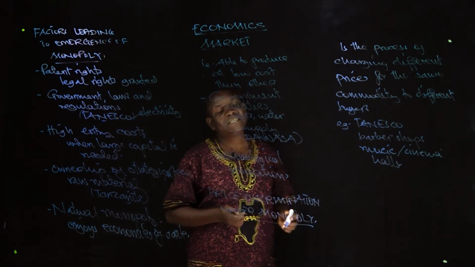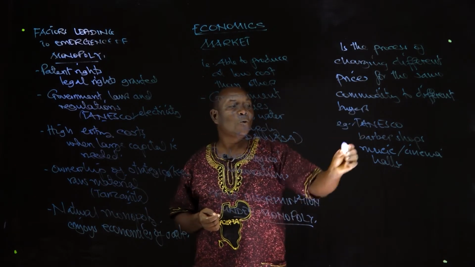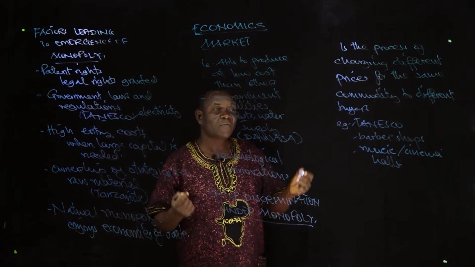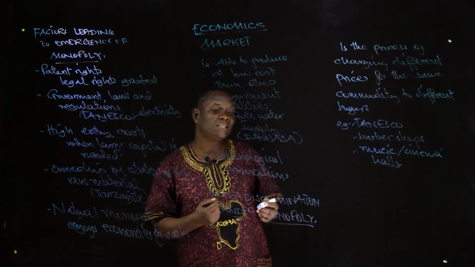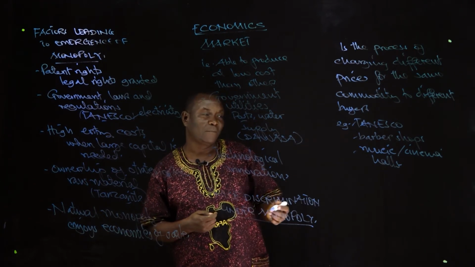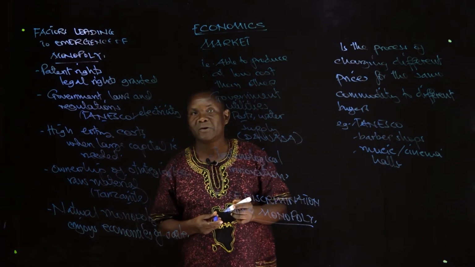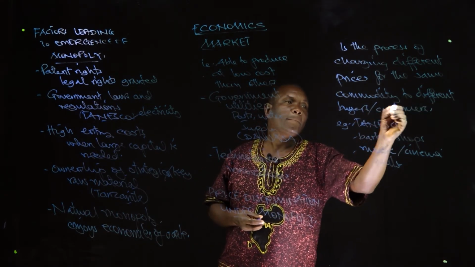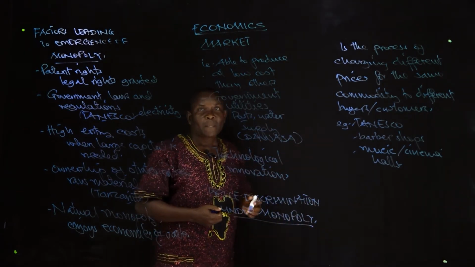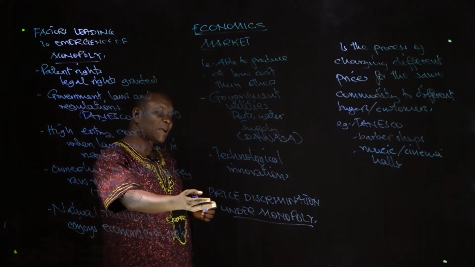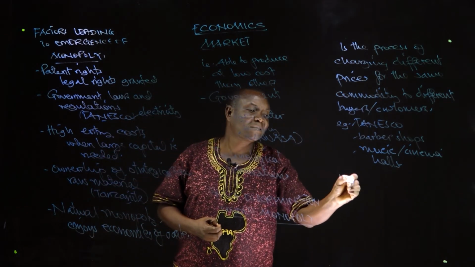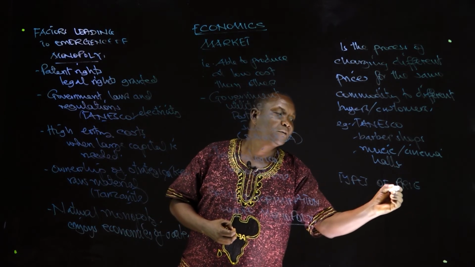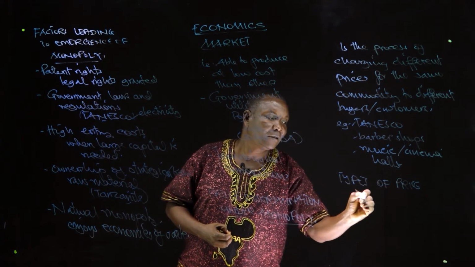You find that there is price discrimination, as I said, with TANESCO, with the barber shops, and with the music or cinema halls. They charge different prices for the same commodity or for the same service to different customers, to different buyers. We need to know, under price discrimination, types of price discrimination.